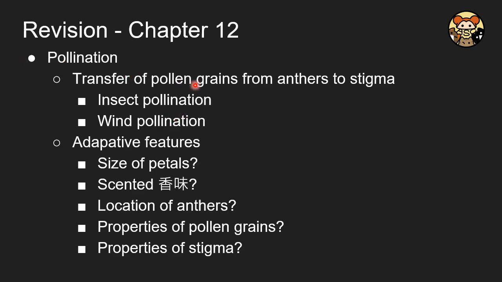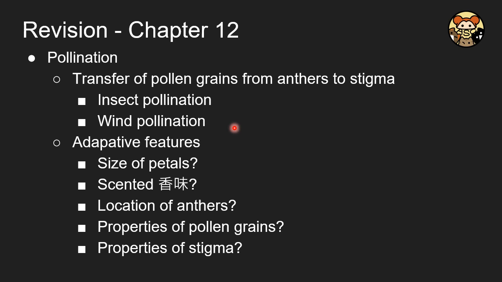For the pollen grains, for the pollination, it will transfer the pollen grains to the stigma. Generally, there will be two methods. There is the insect pollination and also the wind pollination. So it depends on the features that the plant is using. That is like the size of the carpel, whether it is sensitive, the location of the anthers, properties of the pollen grains, and the properties of the stigma.